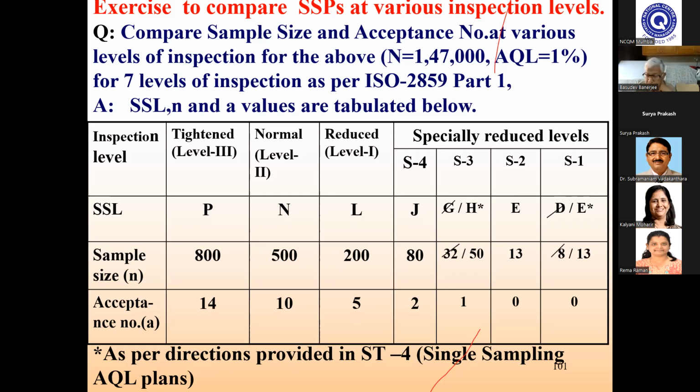And then S1. S1 is D. What is the sample size for D? 8. But is it able to decide? No. It is saying go to E. Which is 13. For E it is 13, na? Zero, zero, 13 and 0. So now you see how it goes.